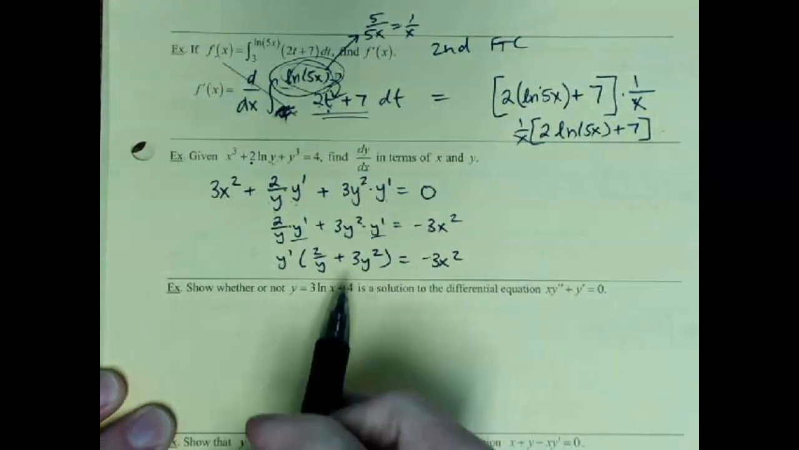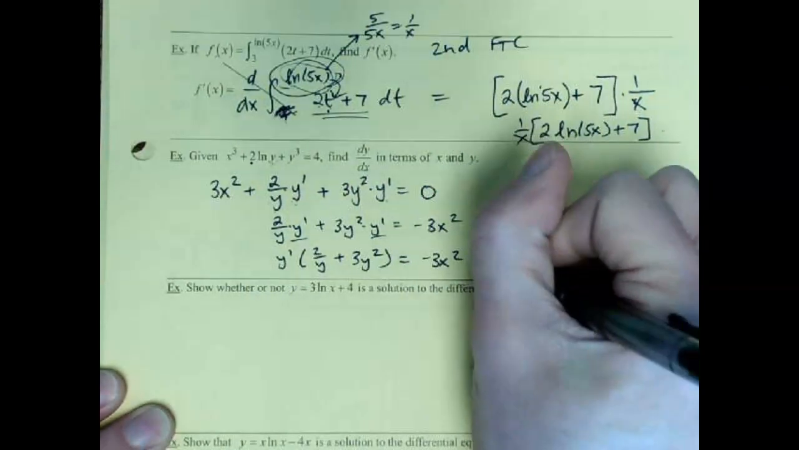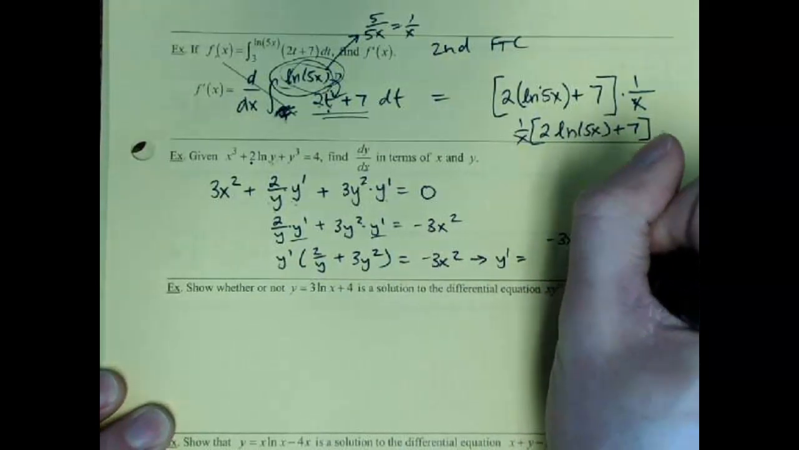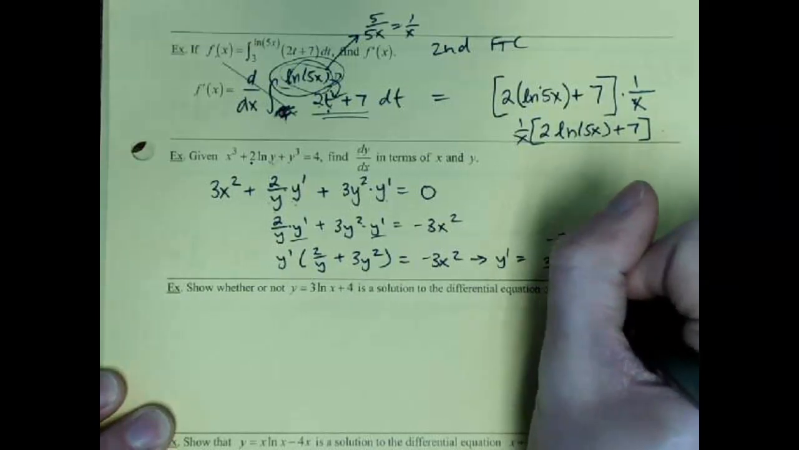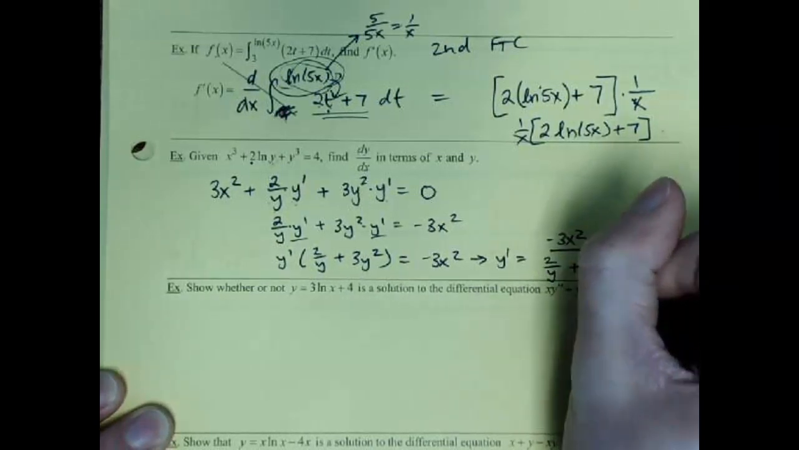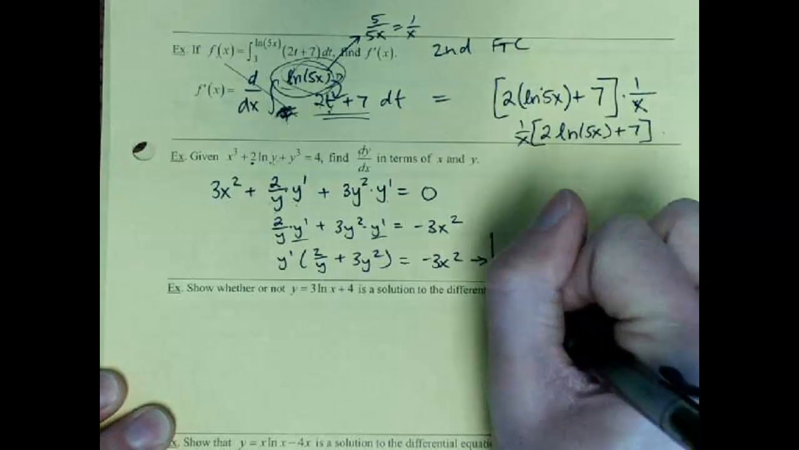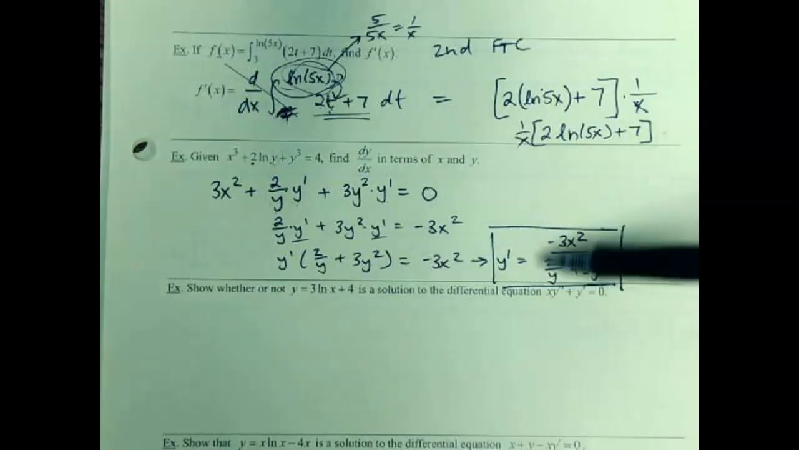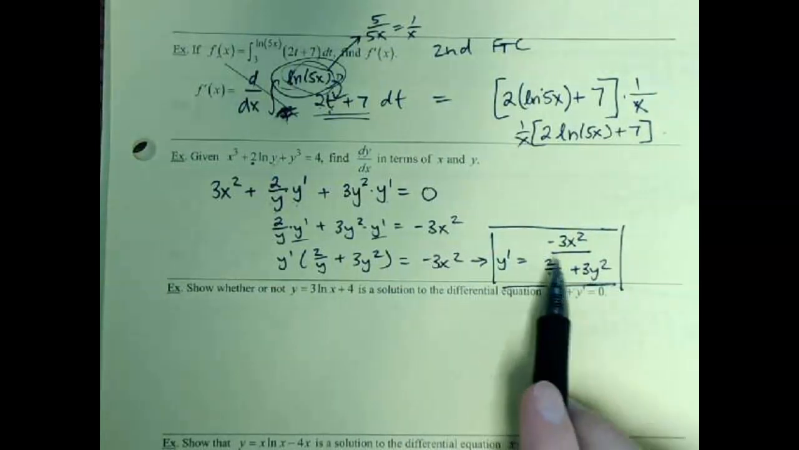And then I would need to divide by this chunk in the parentheses. So here I'd get y prime is equal to negative 3x squared over 2 over y plus 3y squared. And that would be a perfectly fine answer. If this was a multiple choice question, which it very likely would be, I would guarantee you that it's not going to look like that because they don't like having a fraction within the fraction.